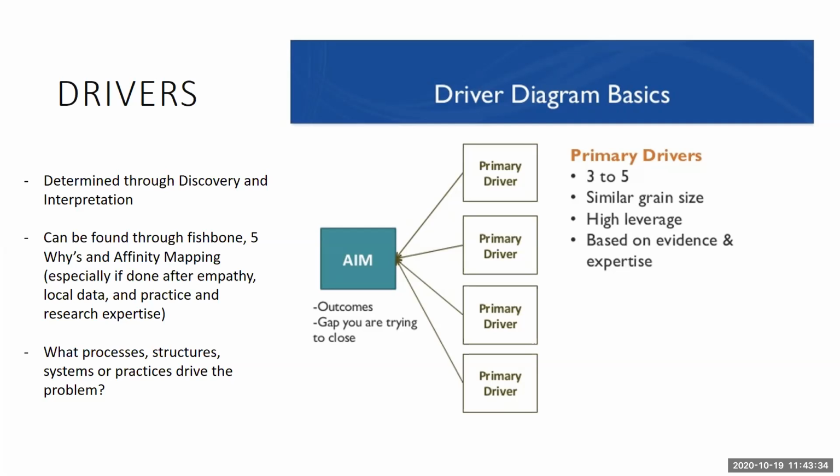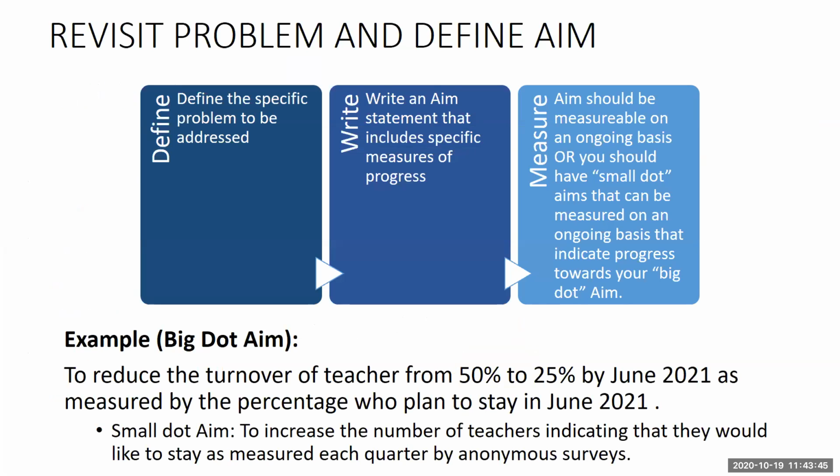And you're really thinking about the processes, structures, systems, or practices that are driving the problem and could be driving the solution. And at that point, as you're thinking about those drivers, you're also revisiting the problem and redefining the problem as an aim statement. And so you really want to get specific about the problem you're trying to address. You're going to write an aim statement that includes specific measures of progress towards that problem.